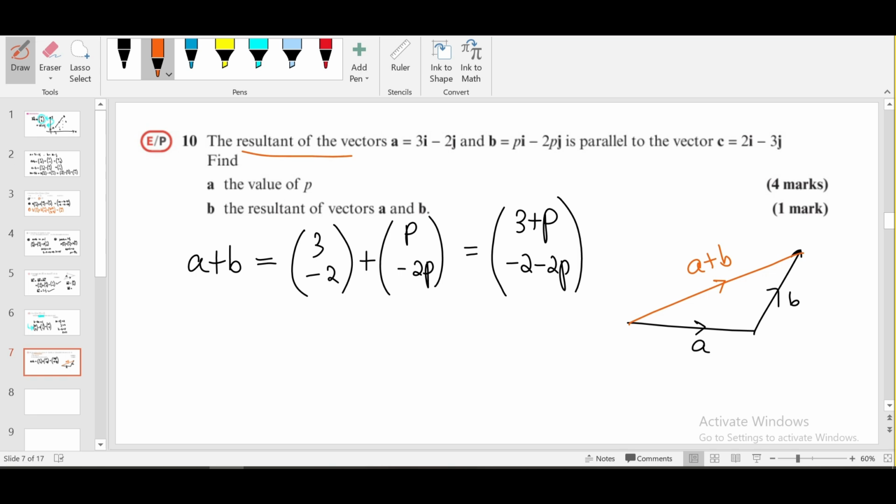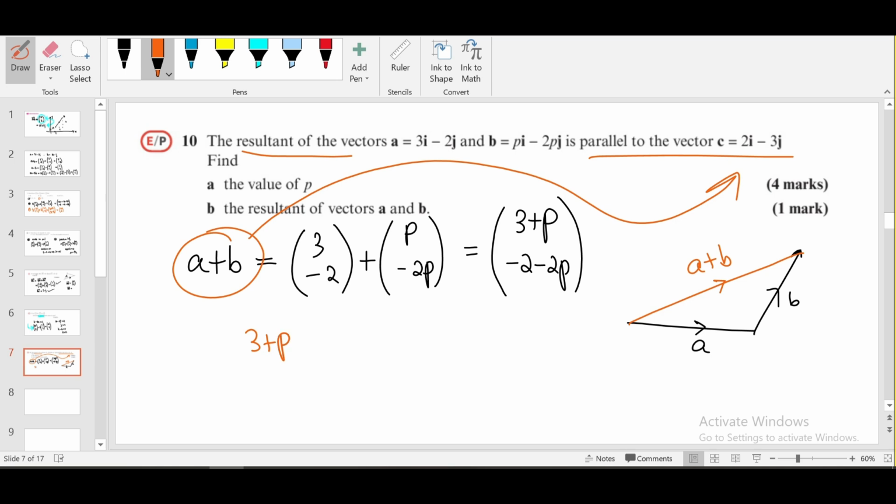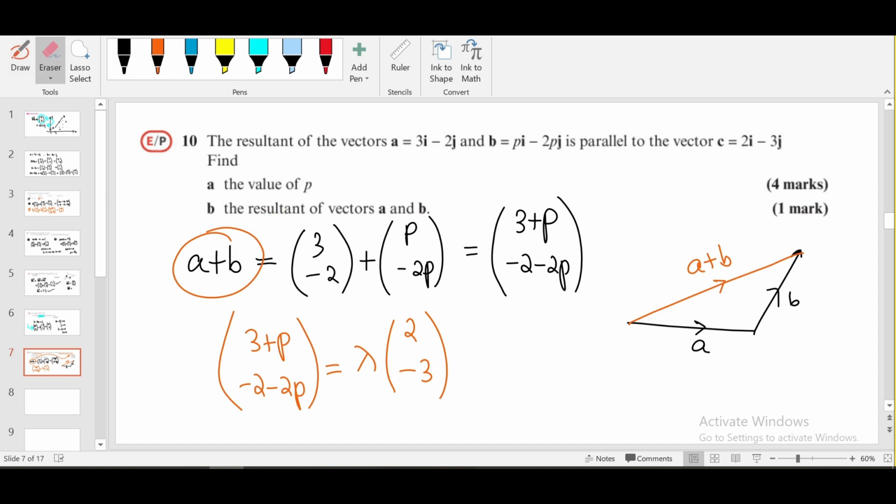Yes. Now the question says the resultant vector a plus b is parallel to this vector. What's the condition for parallel vectors? That there is scalar multiplication. Scalar multiplication. So I'm going to take a plus b, which is (3 plus p, -2 minus 2p), equal to a scalar times the vector c. Understand? Yeah. Frame two equations and solve the simultaneous equations. That's it.